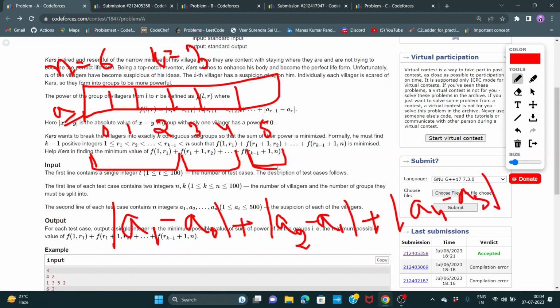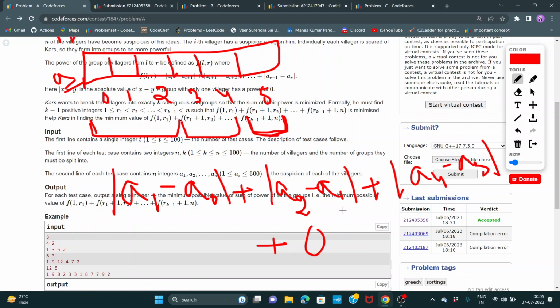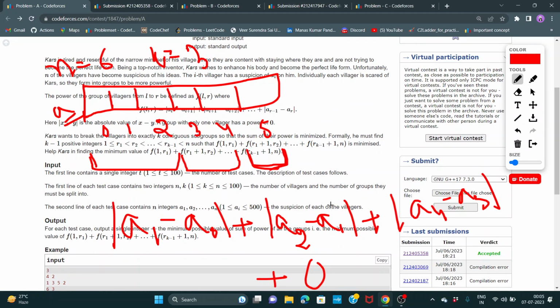For the last group, it does not contain more than one element. If any group contains a single element, then the cost will be 0. So the cost of building the last group is 0. This is how we are going to calculate the cost of the groups. You have to build the groups in such a way that the cost will be minimum.